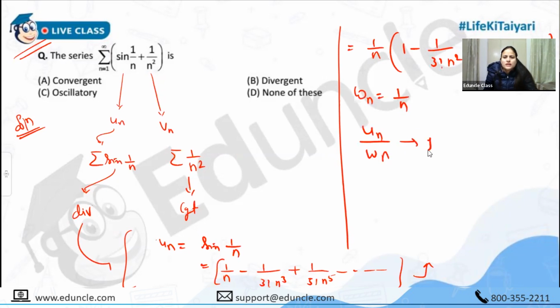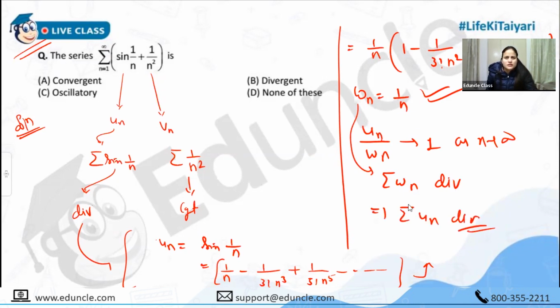This ratio will tend to 1 as n tends to infinity. That means the choice of this auxiliary series is correct. And Wn is divergent, which means the series Un is divergent. We have already discussed in our classes that sine 1 by n is a divergent series. Correct? So this series is divergent and the other series is convergent.